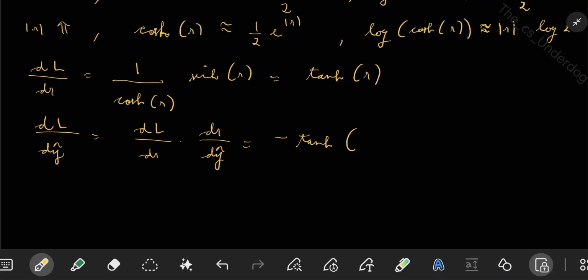of r. So what is your residual? r is y minus ŷ. I am directly putting it here: minus tanh of y minus ŷ. This is the derivative that you got. What did you understand by this?